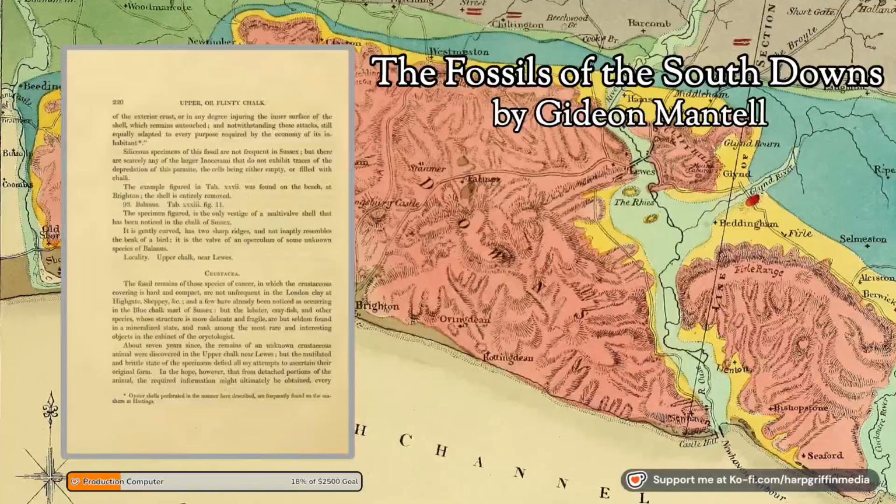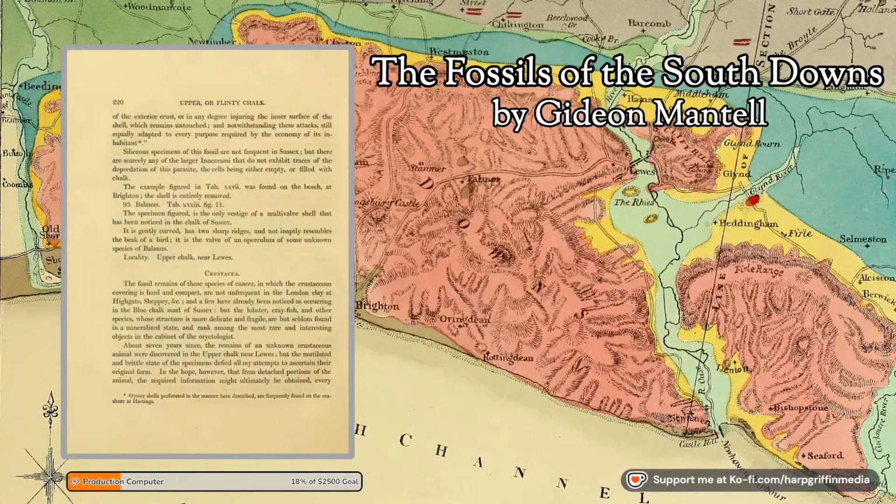Crustacea. The fossil remains of those species of cancer in which the crustaceous covering is hard and compact are not unfrequent in the London clay at Highgate, Sheppey, etc., and a few have already been noticed as occurring in the blue chalk marl of Sussex. But the lobster, crayfish, and other species, whose structure is more delicate and fragile, are but seldom found in a mineralized state, and rank among the most rare and interesting objects in the cabinet of the eryctologist.